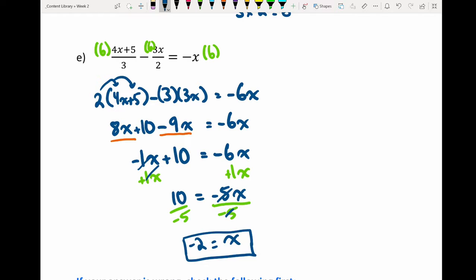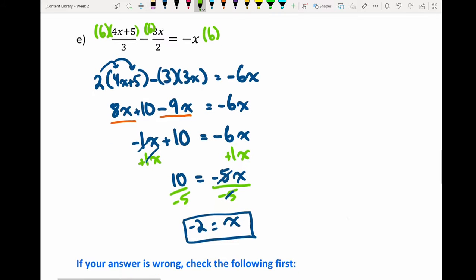So again, a little bit more complicated, but when I'm dealing with multiple fractions with different denominators, the easiest thing to do is to just find a common number that both the denominators go into, and multiply every term by that number to help you cancel out those fractions.